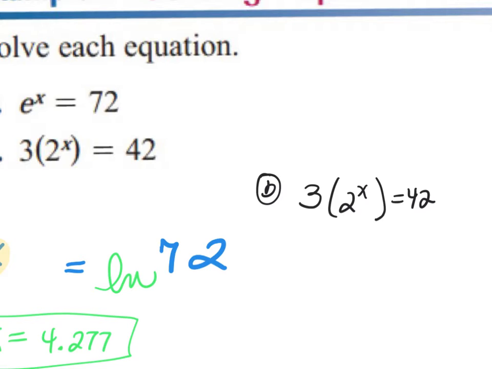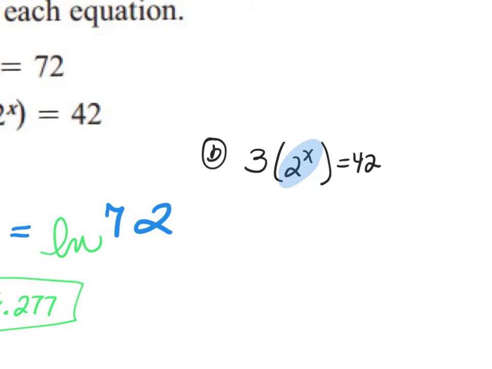I'm telling you again, the best thing to do is isolate your function. I wanna get 2 to the x by itself. We're not gonna distribute or anything like that. I wanna get 2 to the x by itself before I do any inverses with my log. So what do I do? How do I get 2 to the x by itself? I'm gonna divide both sides by 3, perfect. Divide by 3, what's 42 divided by 3? 14. Okay, there we go.